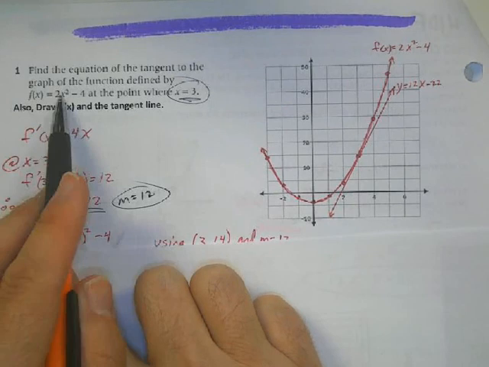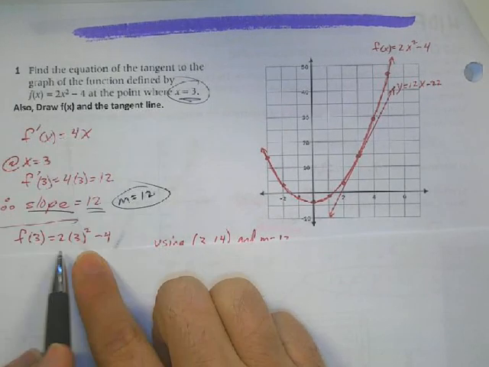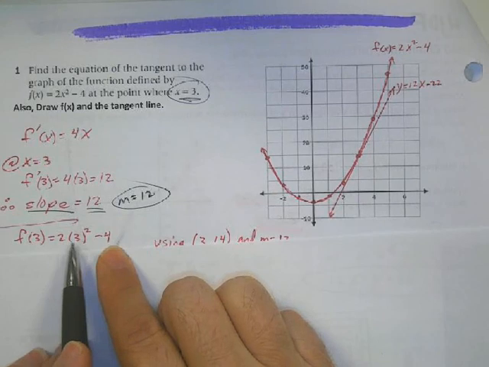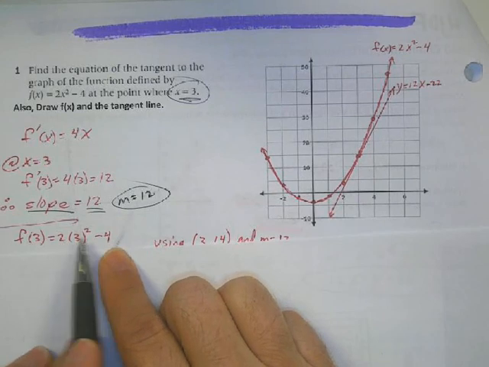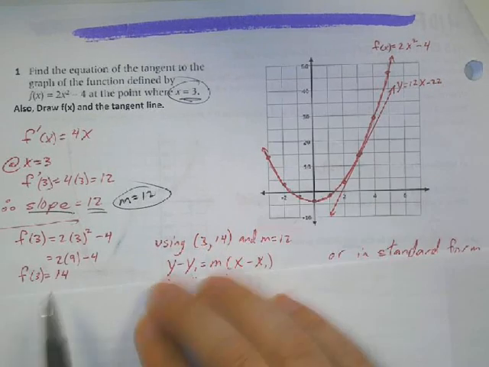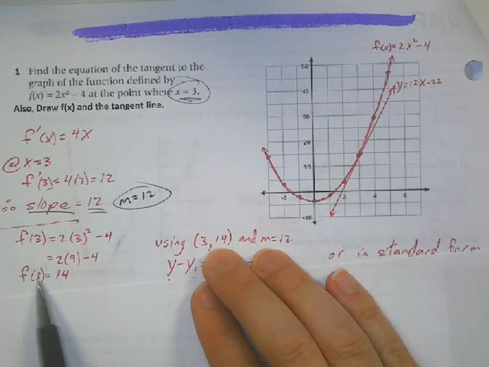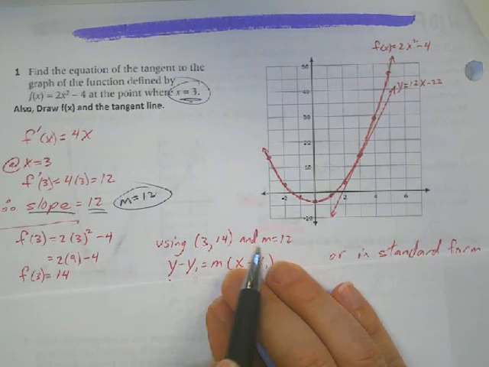So we have 2 times 3 squared minus 4. So 3 squared is 9. 9 times 2 is 18. And 18 minus 4 is going to give me 14. Okay, so now I know I've got this point (3, 14), and I've got a slope of 12.